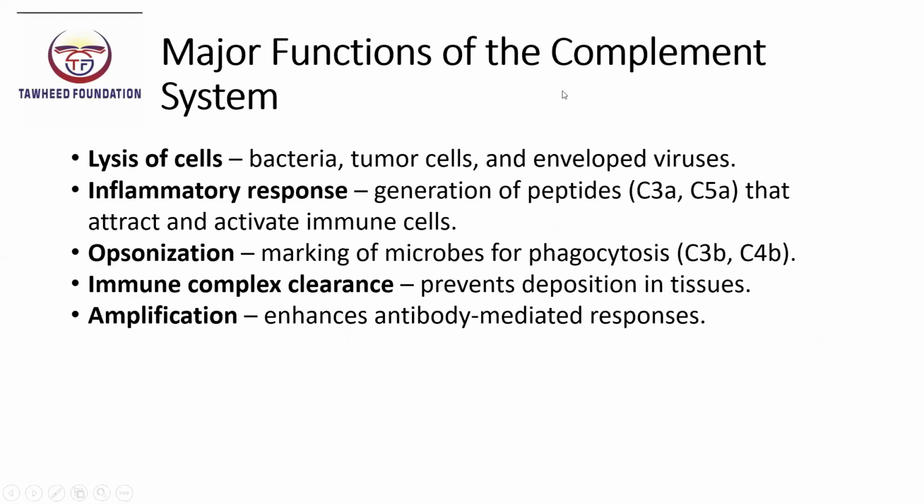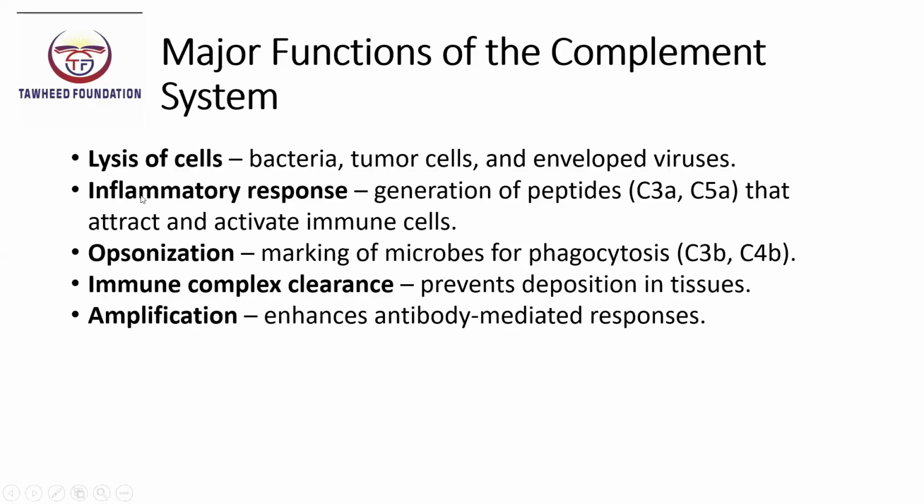Next, major functions of the complement system. The complement system serves five major roles in immunity. First and foremost, it can cause lysis of target cells such as bacteria, tumor cells, or enveloped viruses. This happens when the final components of the complement cascade form a membrane attack complex, that is MAC, that creates pores in the cell membrane leading to cell death. Cell death is nothing but lysis of the cell.